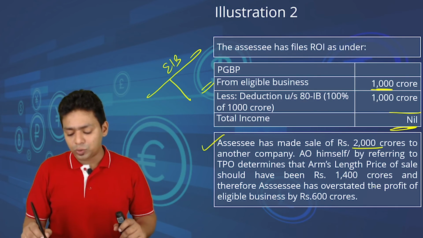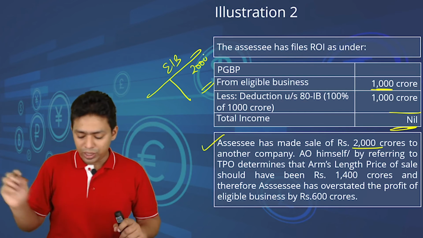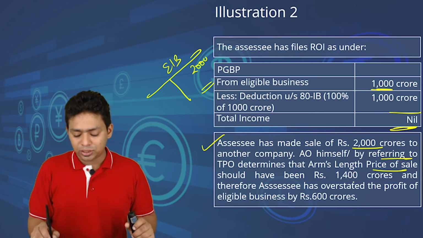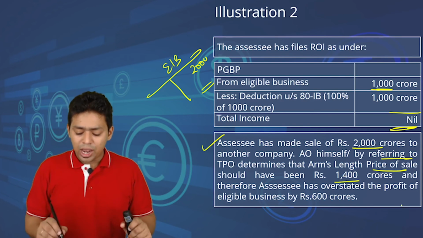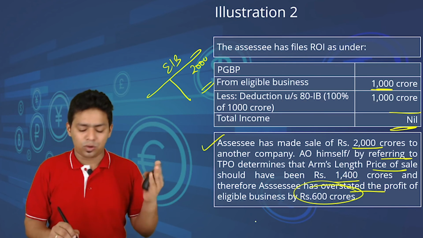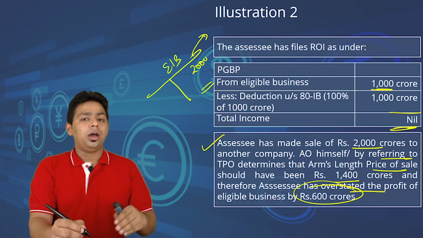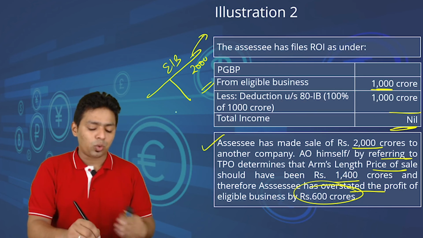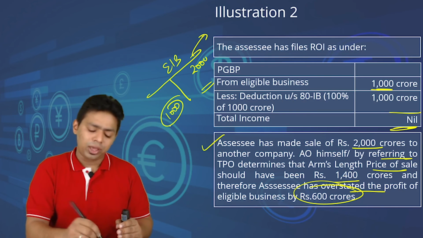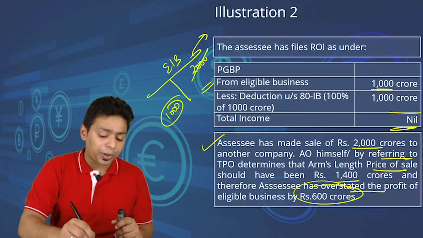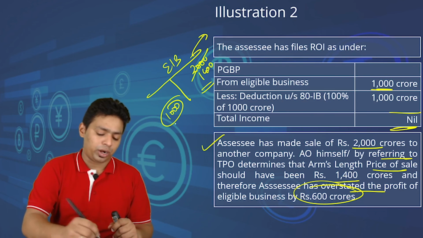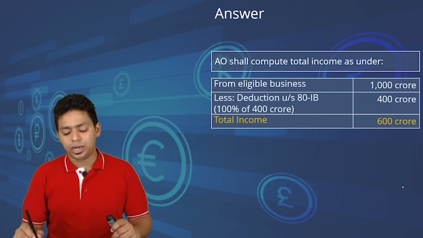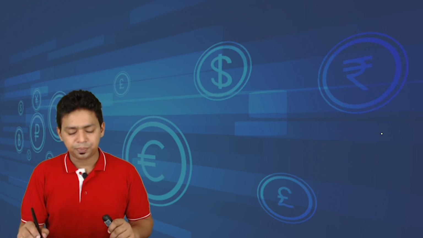Assessee has made a sale of 2000 crore to another company. AO himself, by referring to the TPO, transfer pricing officer, determined the arm's length price as 1400 crore, and therefore the assessee has overstated profit by 600 crore. For any reason this company has made excessive sale, and they are not afraid of showing it as excessive sale, because whatever profit they derive, this 1000 crore, is not taxable. So the real price is not 2000, the real price is 1400. So real profit will be 400. Only 400 will be allowed as a deduction. Balance 600 crore will become taxable.